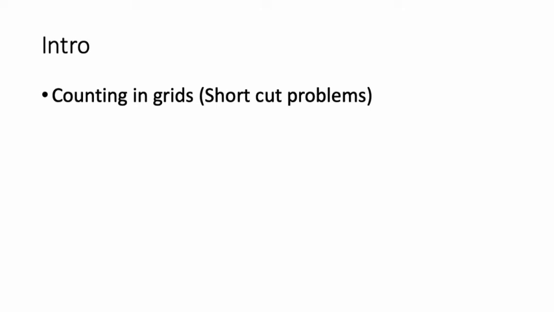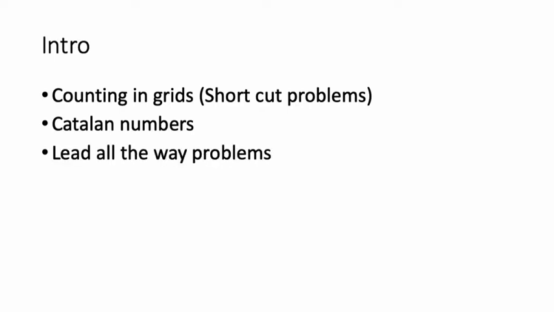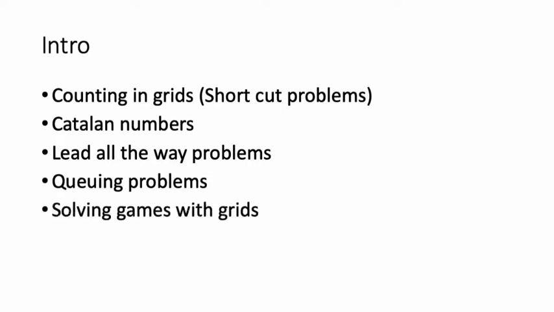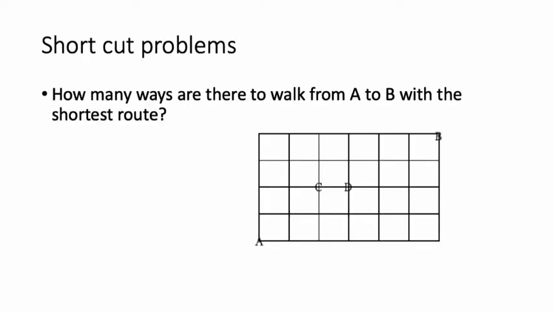First, we'll talk about how we count in grids, and to talk about this, we'll talk about shortcut problems. Then we'll talk about Catalan numbers. And then we'll use Catalan numbers to solve problems like lead all the way problems, queuing problems, and lastly, we'll talk about how we'll solve games with grids. So first, let's talk about shortcut problems.